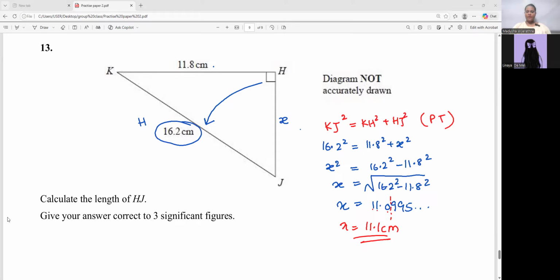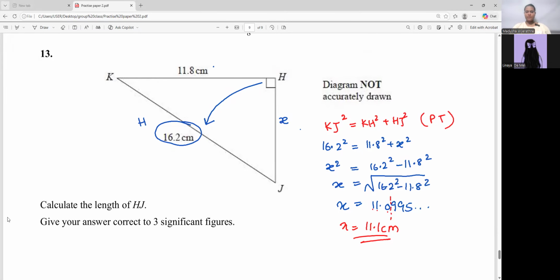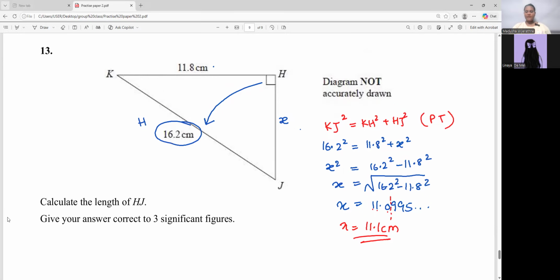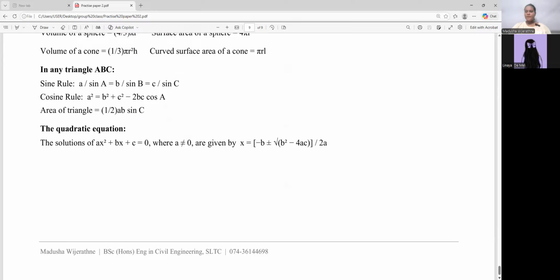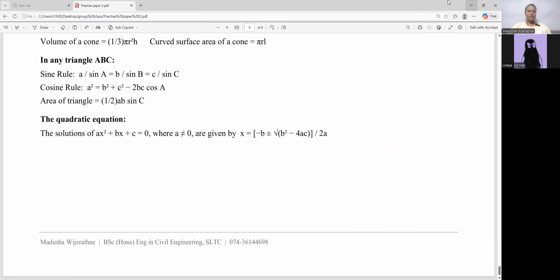If they ask to find only a side of a right angle triangle, see whether they have given the other two sides. If they have given the other two sides, we can use the Pythagoras theorem. If we can't apply the Pythagoras theorem, check for sine, cos and tan. Lina, is it okay? Yes, teacher. So that's all for the paper. Since we have time, I can give two more questions to do now.